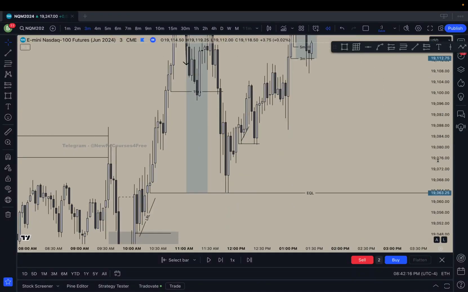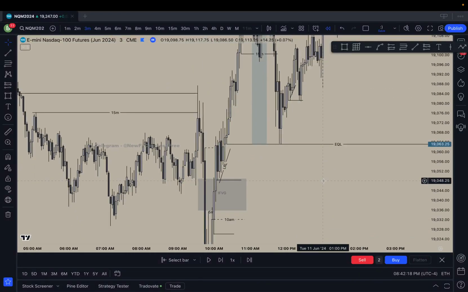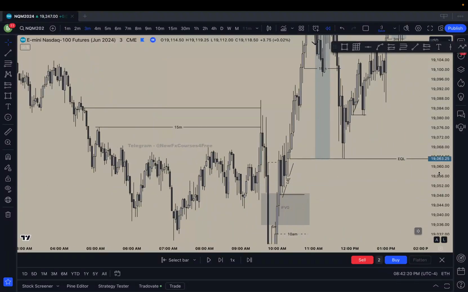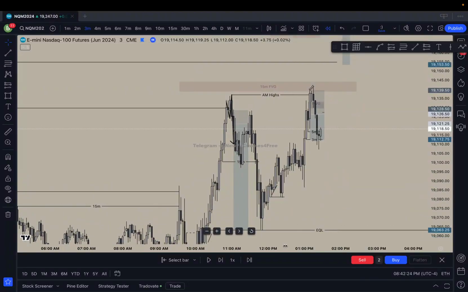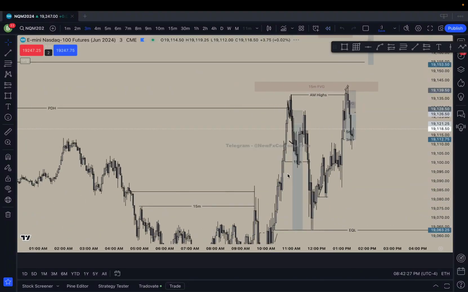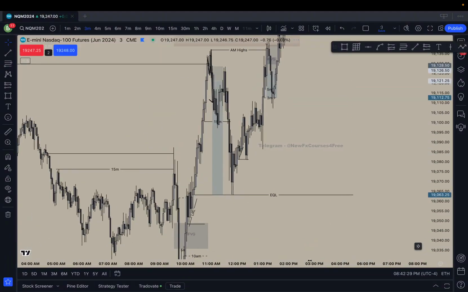But yeah, you guys always see me and Patrick taking trades to unfilled fair value gaps, and that's usually because of this very simple concept: after we sweep liquidity or bounce from higher time frame PD arrays, we need to rebalance it.